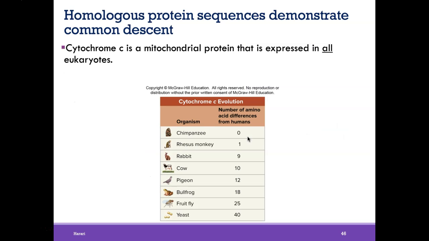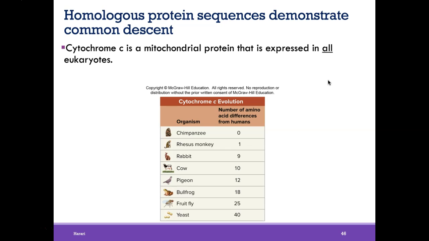A way to look at how related two organisms are is to look at their similarity in protein sequences. For example, all eukaryotes have a protein called cytochrome C in their mitochondria. Every single eukaryote, from yeast to humans, has this protein.